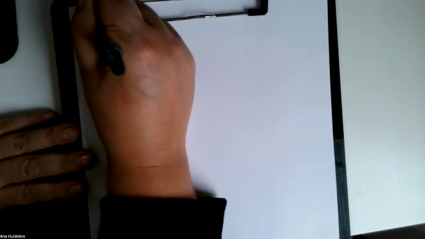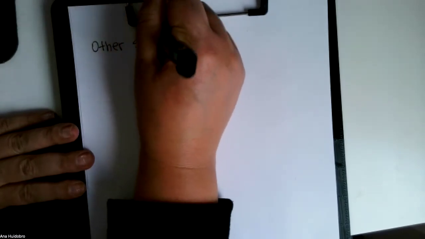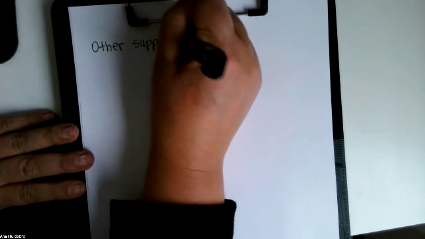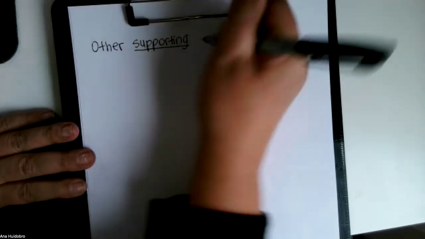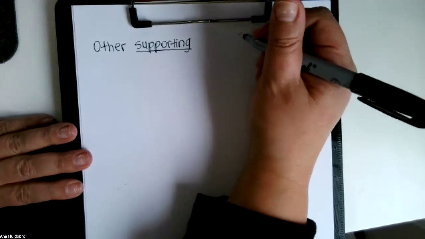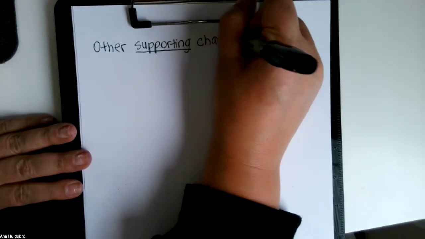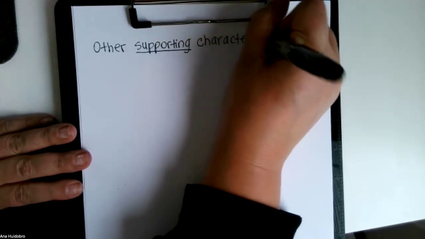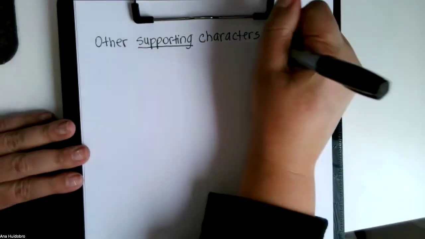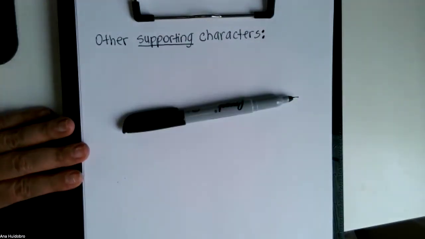So these are types of other, I'm going to write here, other supporting, and I'm going to put supporting because this is not the main character. The main character for me is Pepperoni Pete. You have a main character. These are other supporting characters. Go ahead and write other supporting characters on your paper and put a colon, the 2 dots, because it's going to be a list.